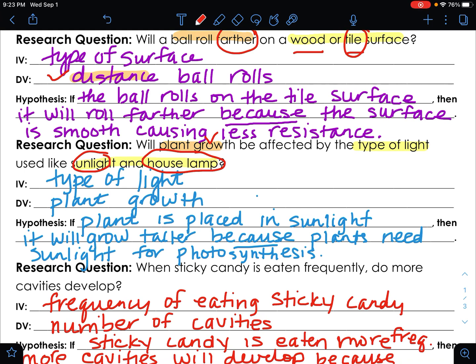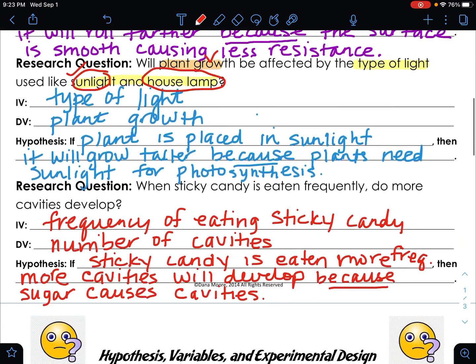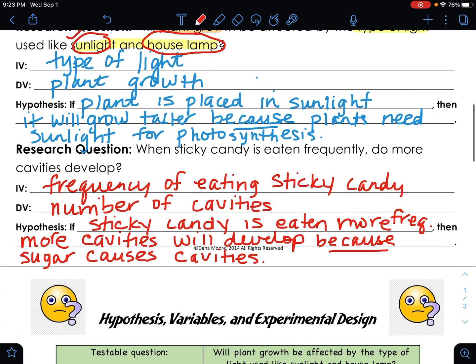All right, so I chose sunlight. So here's my hypothesis. If the plant is placed in sunlight, then it will grow taller because plants need sunlight for photosynthesis. All right, so I chose and defended the sunlight. Now, once again, it may or may not be true. Okay, the hypothesis may or may not be proven true at the end of your experiment.